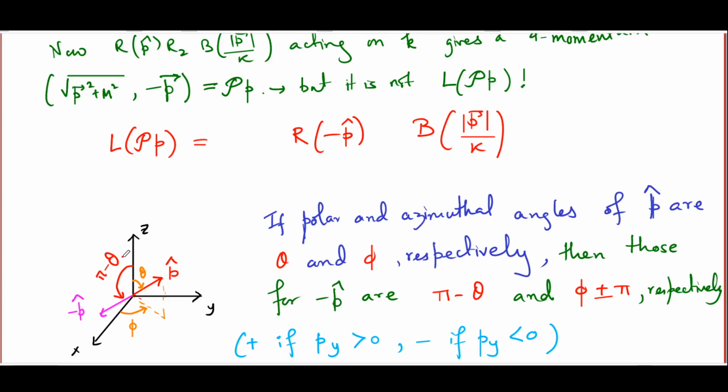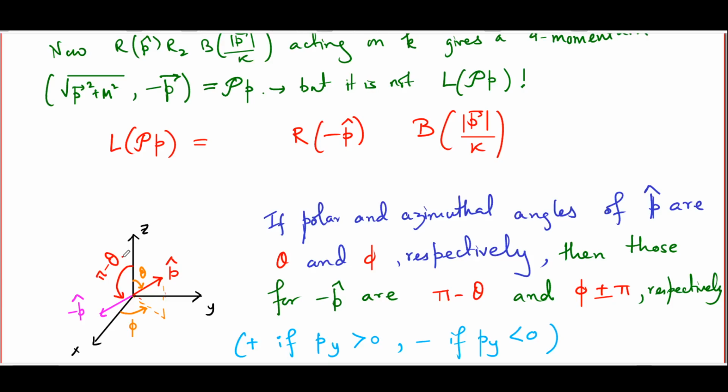Remember our limits on theta and phi were that theta had to be between 0 and pi, which is valid for pi minus theta. So there's no problem there. But phi has to be between 0 and 2 pi. So now you have to be careful. Is it going to be phi plus pi or phi minus pi? That depends on which one of the two is within 0 to 2 pi.